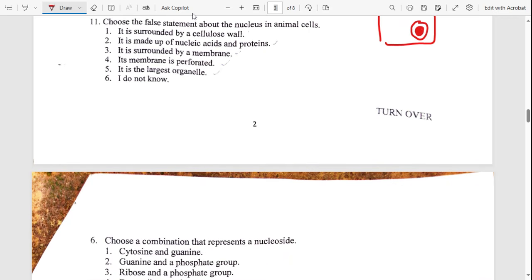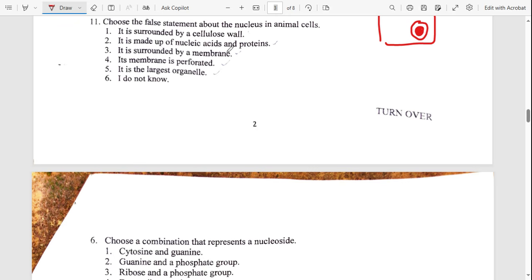Question 11 is saying choose the false statement about the nucleus in animal cells. It is surrounded by a cellulose wall. It's made up of nucleic acid and protein. It's surrounded by a membrane. This membrane is perforated. It's the largest organelle. So choose the false statement. Largest organelle is true. Its membrane is perforated is true. A nucleus contains what we call nuclear pores, so that when the DNA is converted to RNA, that RNA can move out of the nucleus into the cytoplasm to undergo translation.